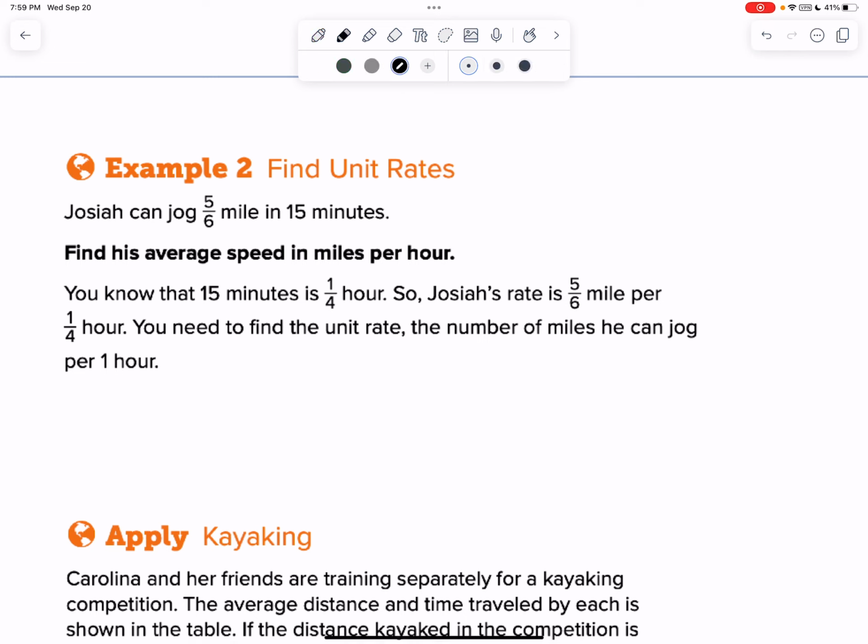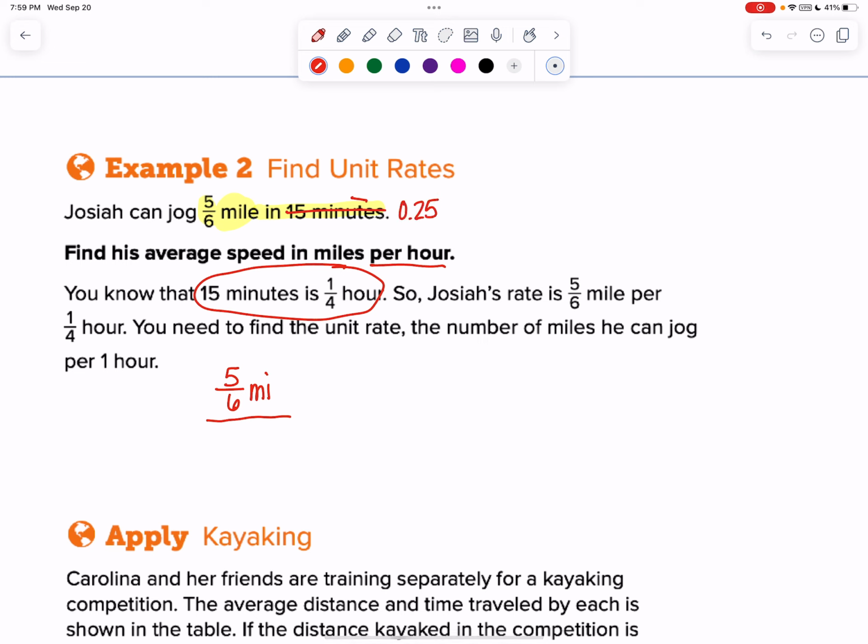Okay, here's our info, and here's our rate of 5/6 miles in 15 minutes. Remember, order matters. Okay, so let's write our original ratio of 5/6 miles per 15 minutes. But look, it's asking per hour, so let's get rid of the 15 minutes, and they're giving us information here that this is just 1/4 of an hour. But let's go ahead and just put 0.25, okay? Because that's really what 1/4 of an hour is, okay?